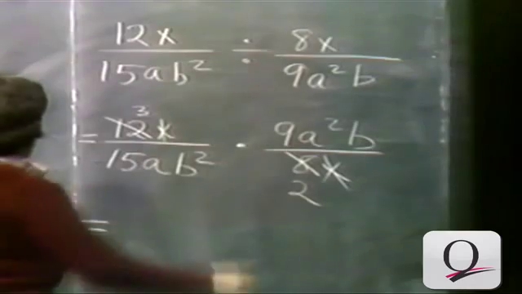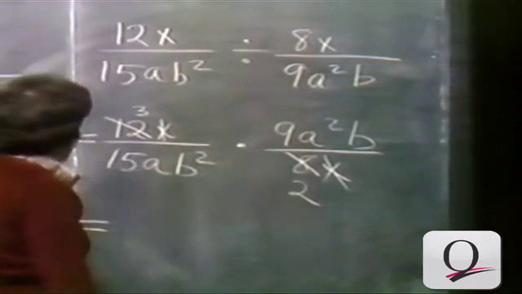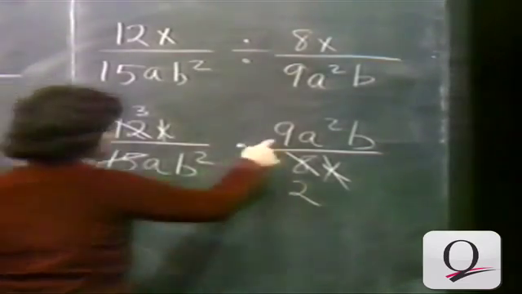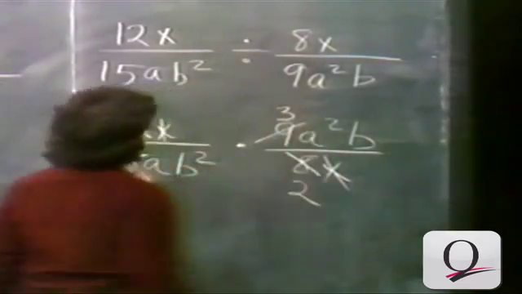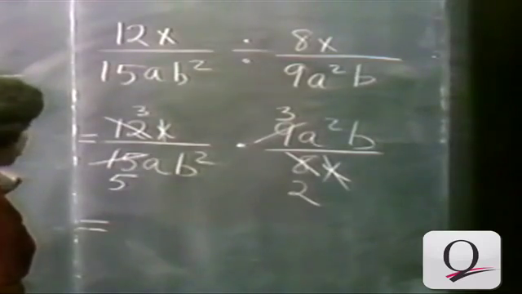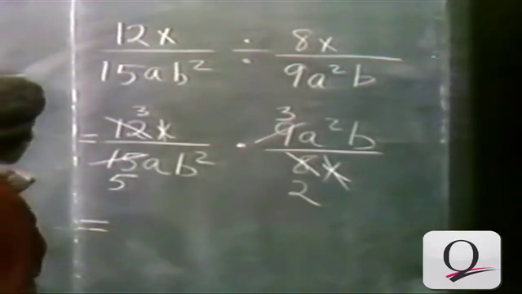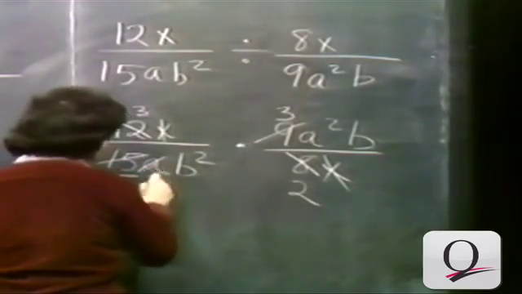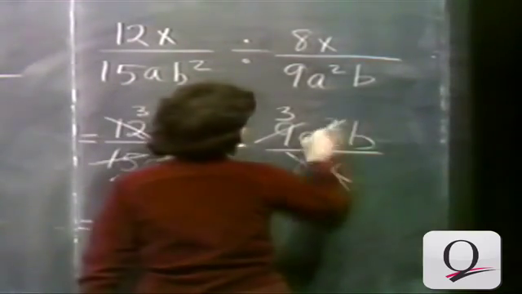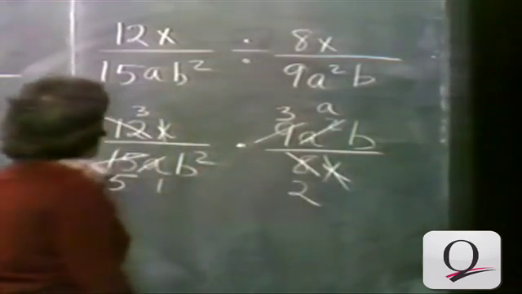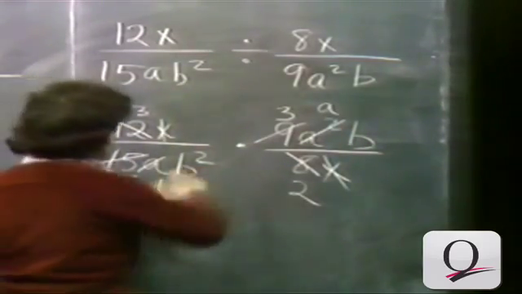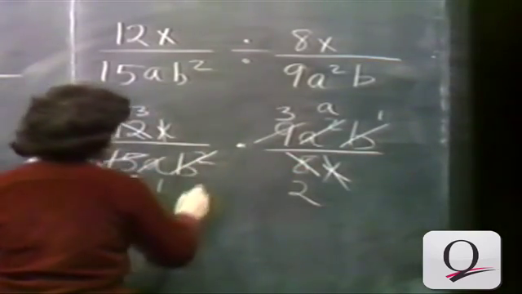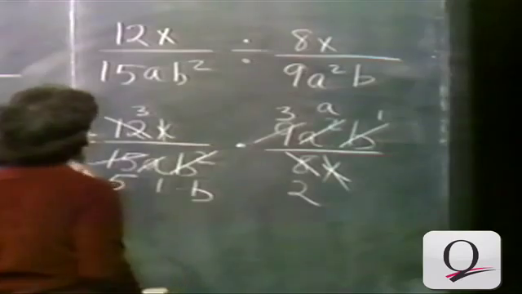Let's look. 9 and 15 have 3 in common. How many 3's in 15? 5. How many 3's in 9? 3. Now let's look at the a's and the b's. Okay, dividing top and bottom by a, you divide a by a, you get 1. Divide a squared by a, you just get a. And the b's, dividing top and bottom by b, dividing the top by b, we just get 1 here. And dividing b squared by b, we're left with a b.